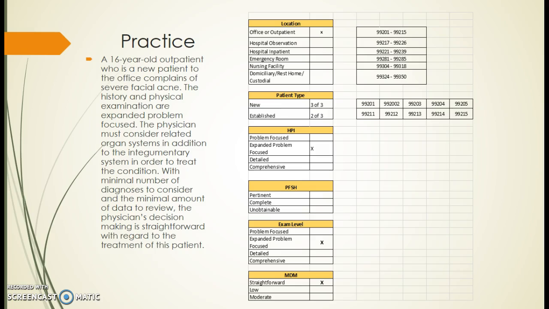That's an expanded problem focused history, so we have that. And then we have an expanded problem focused examination. We have that also. And then straightforward medical decision making, which we also have checked. So that means that our code for this patient is 99202.